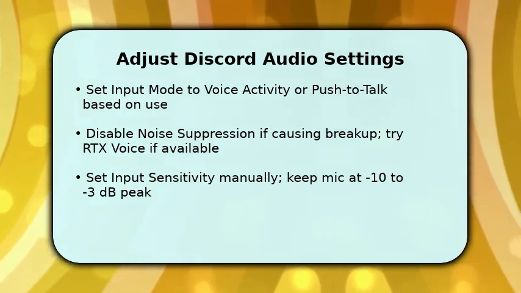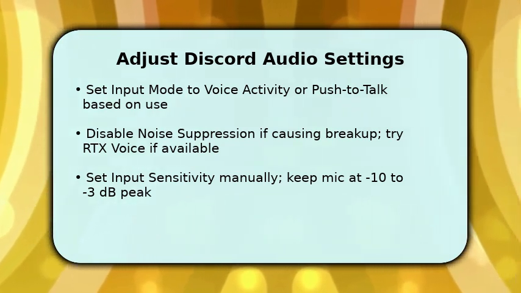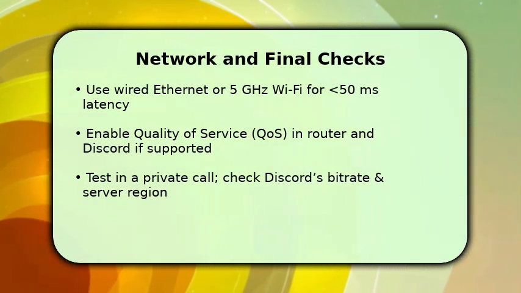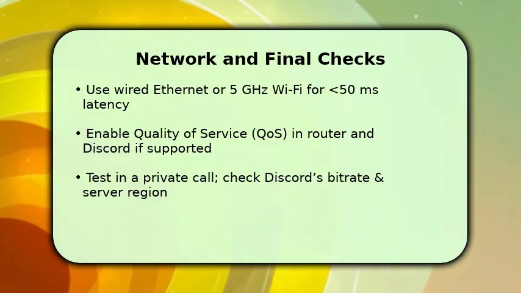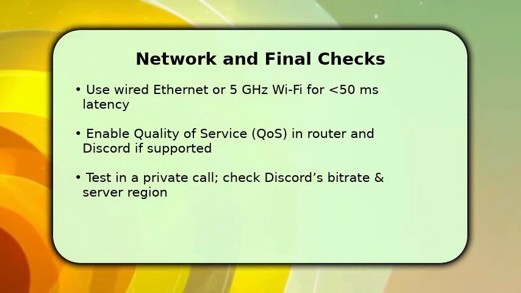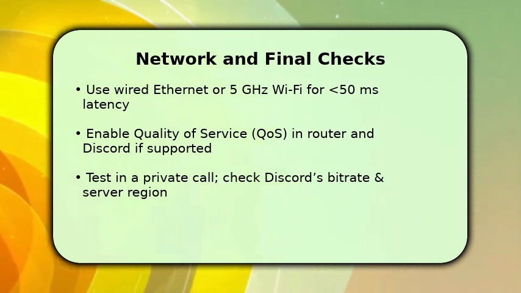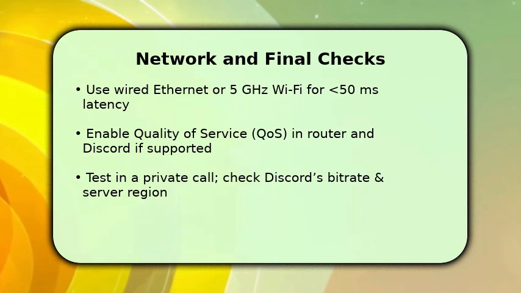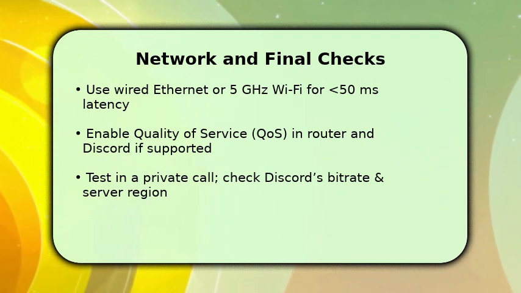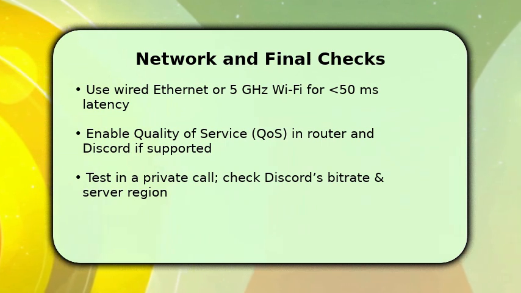Finally, you address network and final testing because audio problems often come from packet loss or low bitrate. Prefer wired Ethernet or a stable 5 GHz Wi-Fi band to keep latency and jitter low. Then enable QoS on your router and in Discord so voice packets get priority. Set the voice channel bitrate high enough for music or high fidelity. Test in a private call and listen for artifacts. If issues persist, one key troubleshooting tip: record a local sample to separate mic/hardware faults from network or server problems.